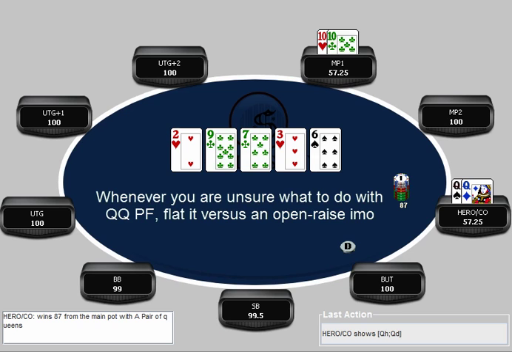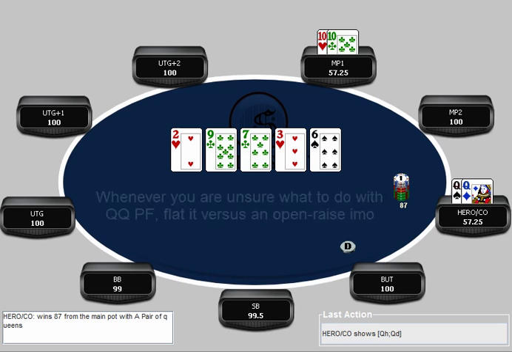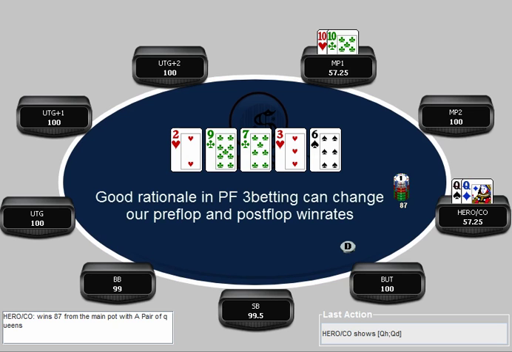full ring, especially when your opponent opens from early position or middle position and wouldn't make very many mistakes versus the 3-bet. So again, thinking about your rationale for betting or raising is very, very useful, especially when contemplating pre-flop lines, which ultimately can change your profitability post-flop as well.